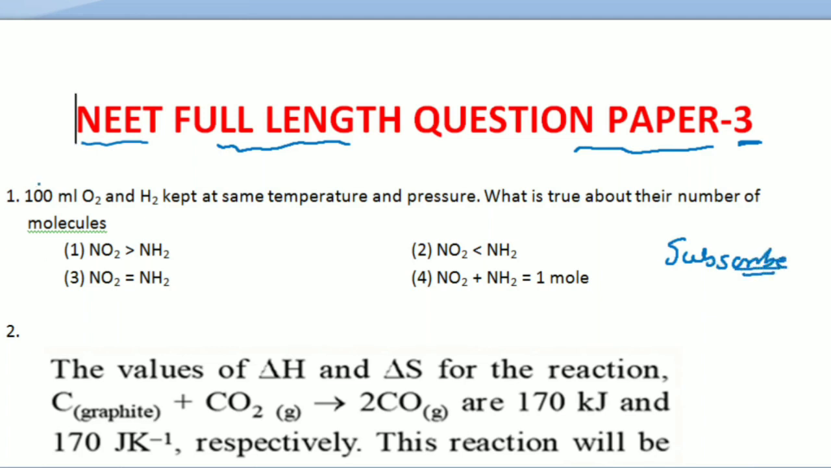Yes, first question: 100 ml of O2 and H2 kept at the same temperature and pressure, what is true about their number of moles? Remember, it is a very simple question based on Avogadro's law. What is Avogadro's law? At the same temperature and pressure, equal volumes of all gases contain an equal number of molecules. So the answer for this question is 3.